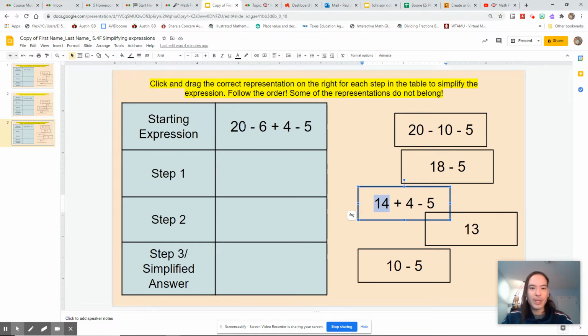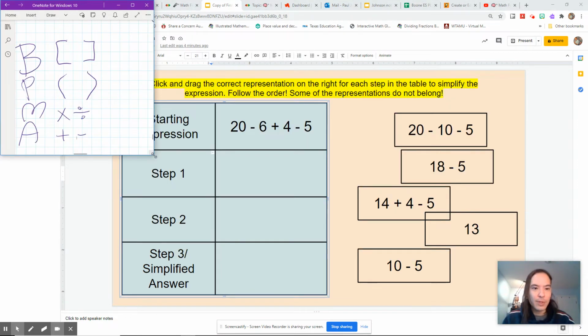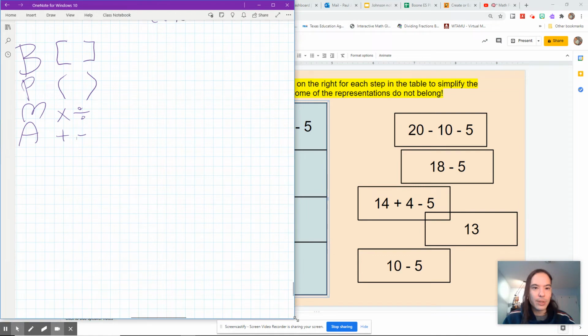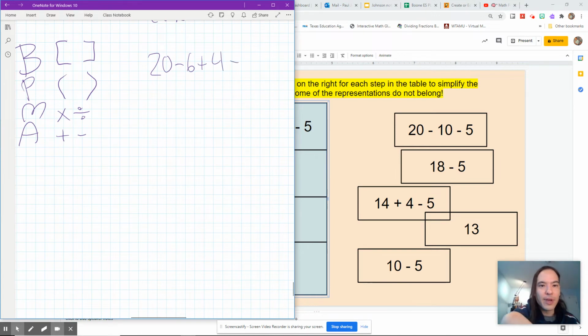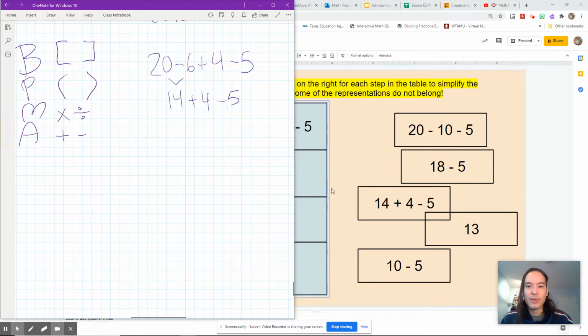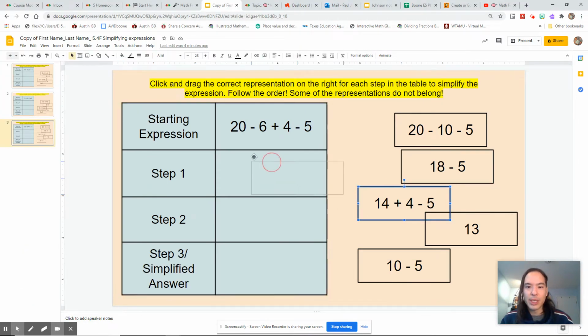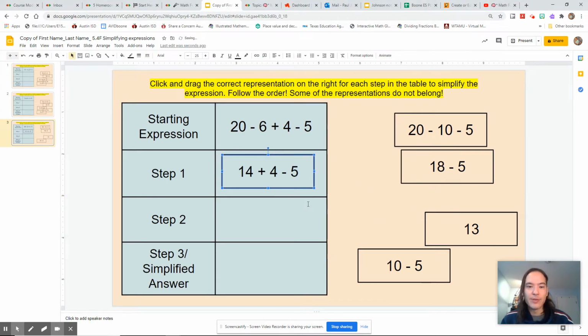If I was going to do this problem, let's go ahead and actually do the problem. 20 minus 6 plus 4 minus 5. First step is 20 minus 6. 20 minus 6 is 14. So my next line should look like 14 plus 4 minus 5. And there it is, 14 plus 4 minus 5.